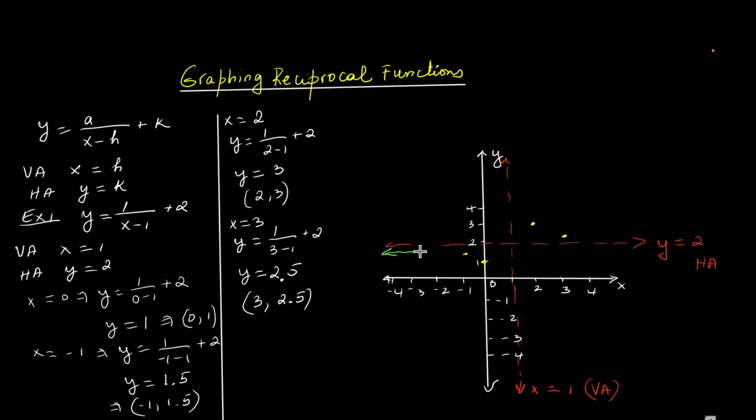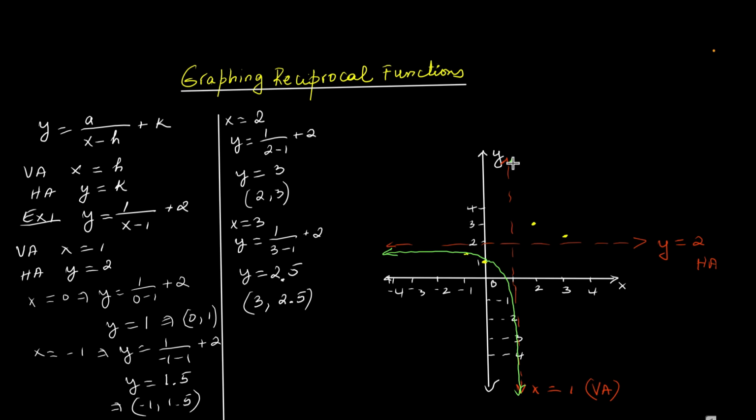Once the points are plotted, connect the points to the left of the asymptote with a smooth curve approaching the dashed asymptotes. Then connect the points to the right of the asymptote with another smooth curve approaching the dashed asymptotes. This type of graph is called a hyperbola.